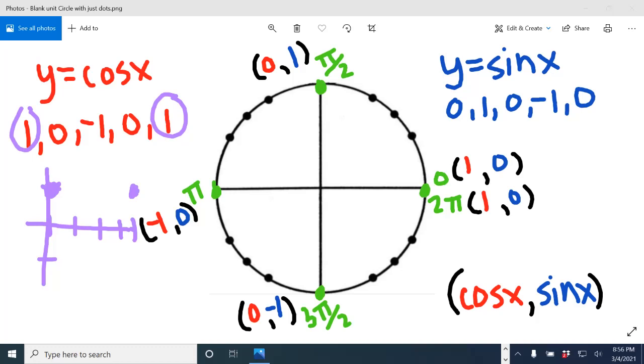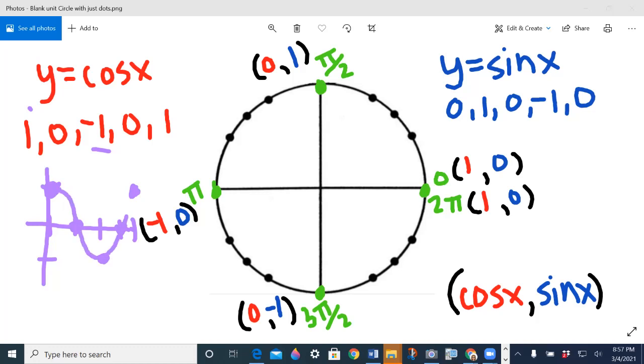Halfway in between is my -1, my negative one, so that's going to be down here. Then halfway in between these values is going to be my zero, and halfway between these is also going to be my zero. So I grab my pen. Again, I go high to high, halfway in between is my low, and then halfway in between those are my zero and my zero. And then I have my cosine graph.